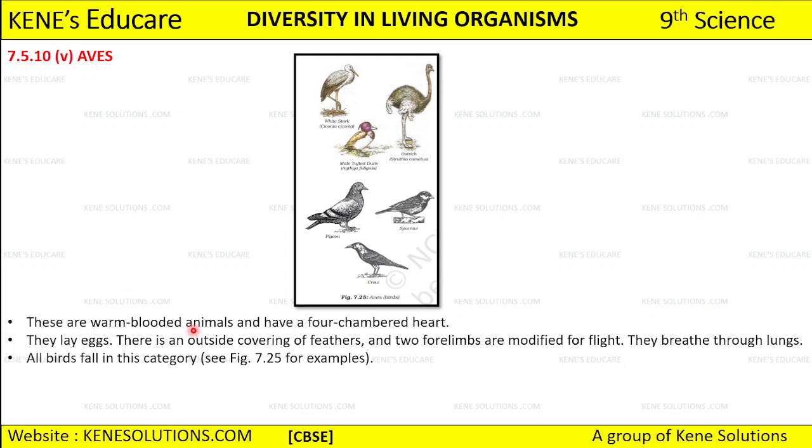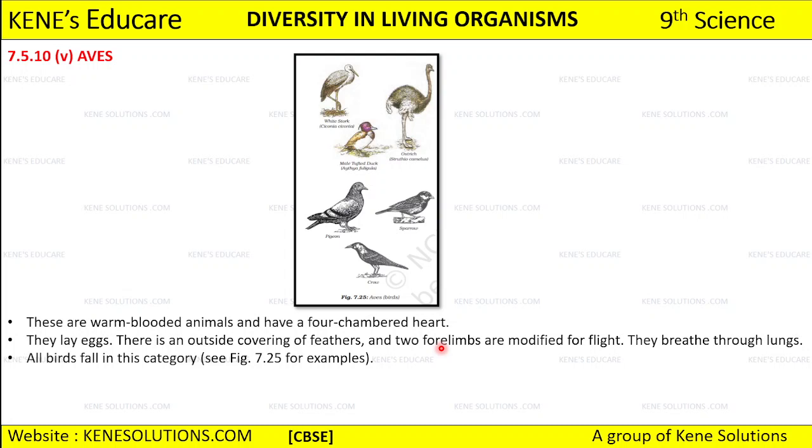They lay eggs, and there is an outside covering of feathers. Can you see all the birds? They have feathers on their body. They have two forelimbs which are modified for flight. They use their forelimbs so that they can help them in flying. We all know all the birds fly, and that is because of the feathers and the forelimbs. How do birds breathe? They also breathe through their lungs.